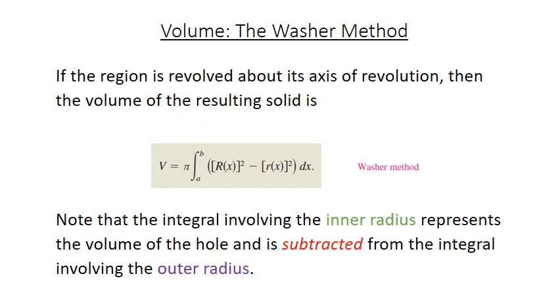So once you have identified big R of x and little r of x, you should know that this is the outer radius minus the inner radius. Oops, it should be inner. And you're going to square those individually and then subtract. Okay, and everything else is the same. If we are perpendicular to the x-axis, things are in terms of x. If it's perpendicular to the y-axis, things are in terms of y. Okay, so let's take a look at some examples.